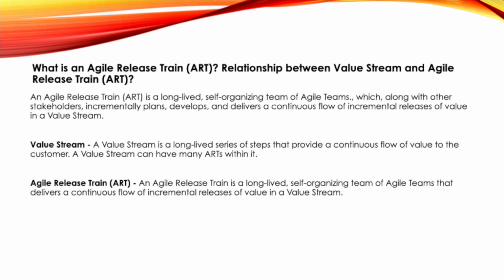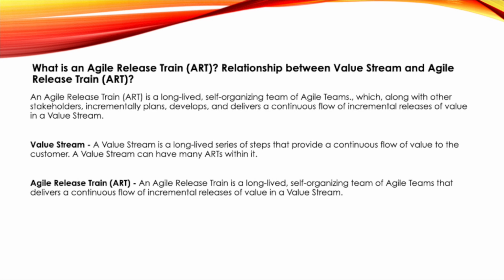What is an Agile Release Train? Relationship between value stream and Agile Release Train? An Agile Release Train is a long-lived, self-organizing team of Agile teams, which, along with other stakeholders, incrementally plans, develops, and delivers a continuous flow of incremental releases of value in a value stream.